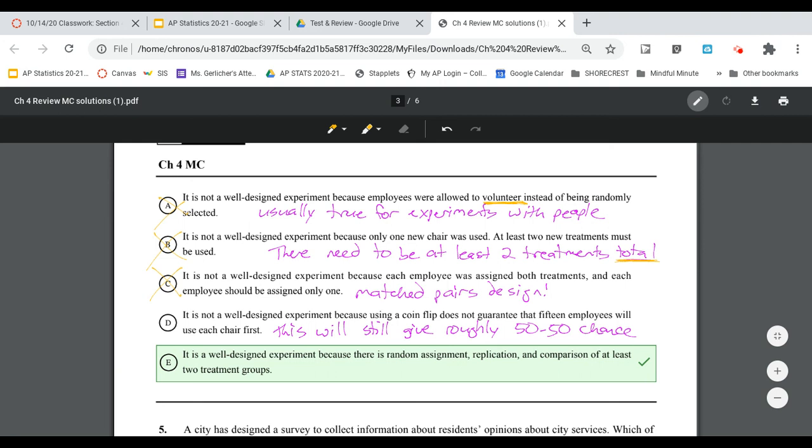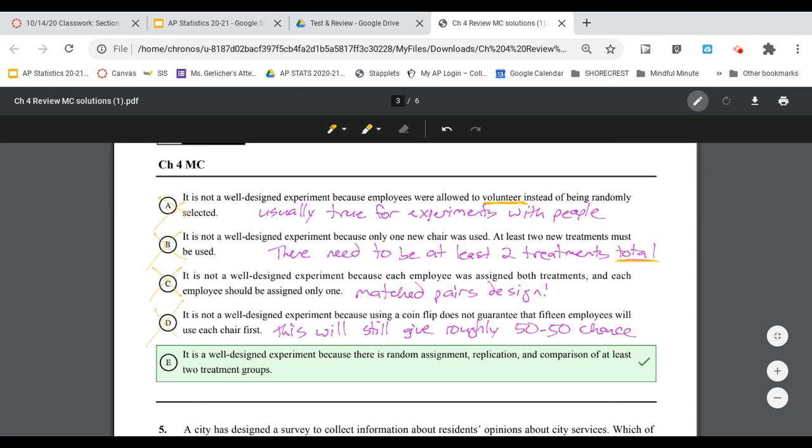So it says, okay, for D, using a coin flip does not guarantee that 15 employees will use each chair first. It'll still give roughly a 50-50 choice. It would be better to do a coin flip with the first, keep doing coin flips until you've hit 15 for one of them, and then now automatically the rest would get the other. So you could force it to be 15 and 15, but it doesn't have to be. Doing a coin flip will still give you a 50-50 chance. So it'll be around 50-50.